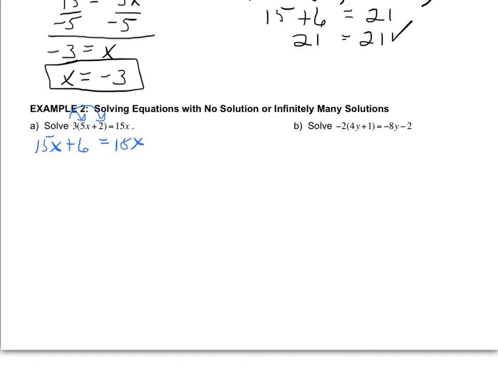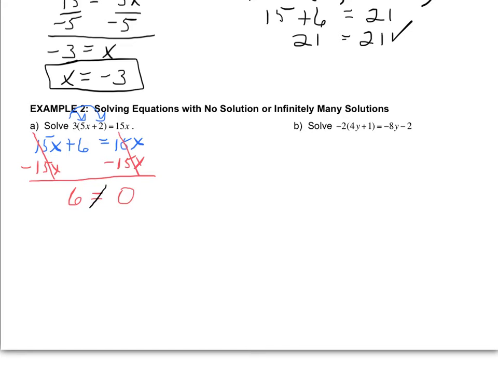Now I can take a look at what's going on next. At this point I have 15x on both sides and I need to get them together. So to move the 15x, I'm going to subtract 15x to undo the positive 15x. And then notice what happens here. 15x minus 15x becomes 0. That's going to leave me with 6. But on the other side, also notice 15x minus 15x gives me 0. So I have to bring down the 0. Now we know that 6 and 0 is not the same thing.